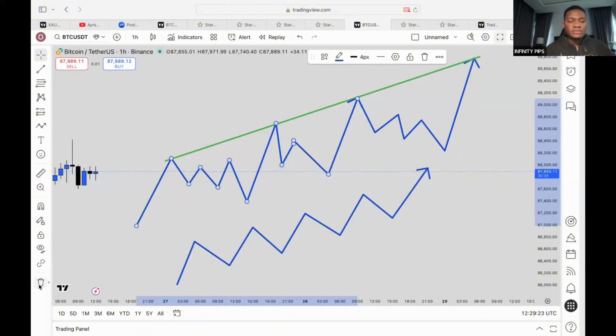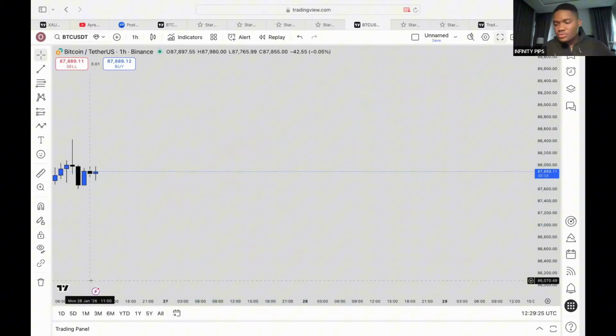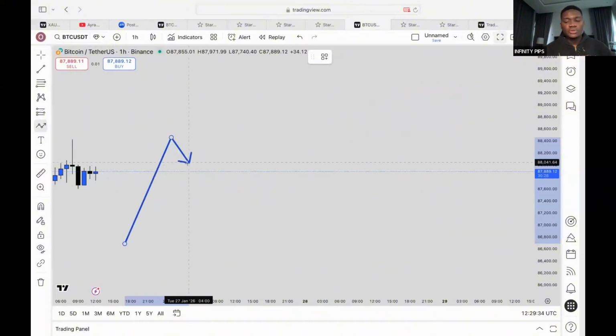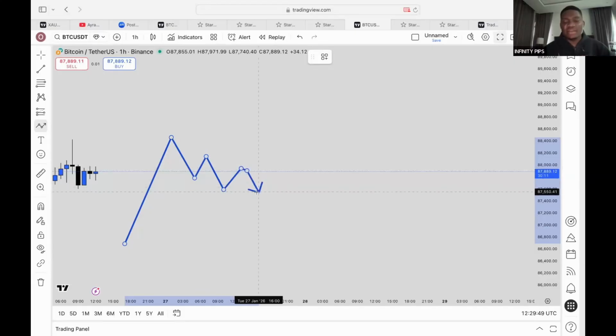Let me redraw that again. Okay, so we have a buy, right? And then the market comes down a bit, as if it wants to sell, then it pushes back a bit. Then you think it wants to sell, wants to buy, then it comes down again, and then boom, it buys up again, right?